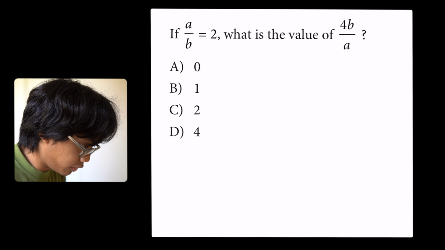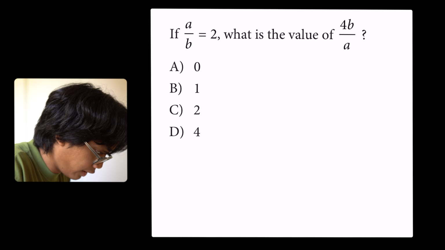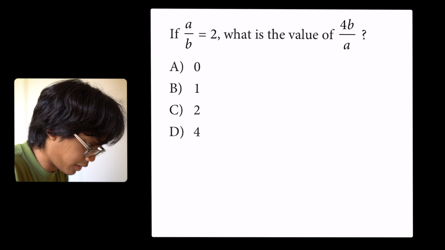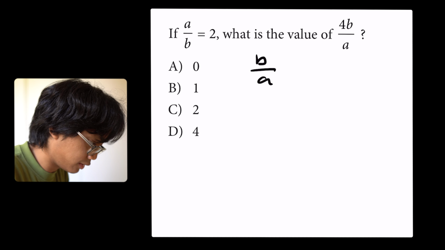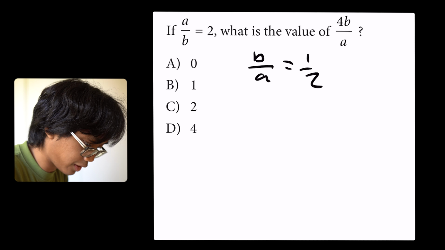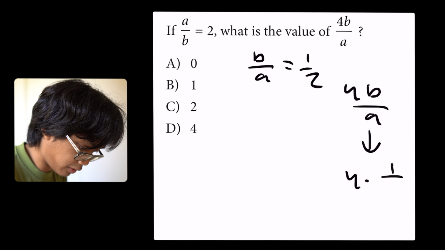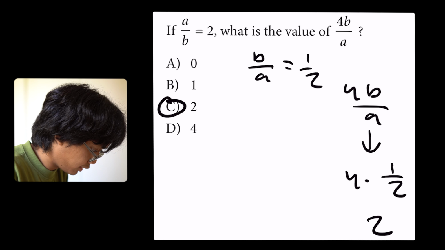If A over B equals 2, what is the value of 4B over A? So if A over B is 2, that means B over A is the inverse of that, which is going to be 1/2. You can just plug that in for B over A in 4B over A. 4 times 1/2, which is 2. Answer choice C for this one.